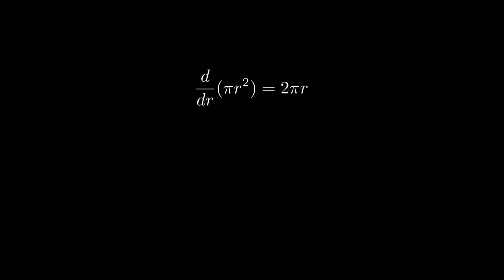Observe the equation on the screen right here. Why do you think this equation holds true? Why do you think that the circle's area's derivative with respect to that circle's radius is actually the circle's circumference? What is the logical connection behind this? Why does this equation work?